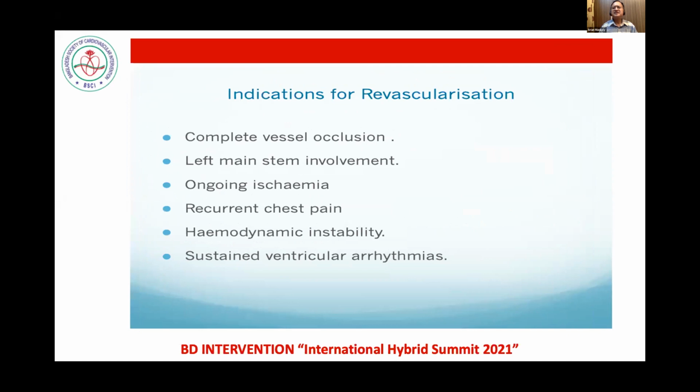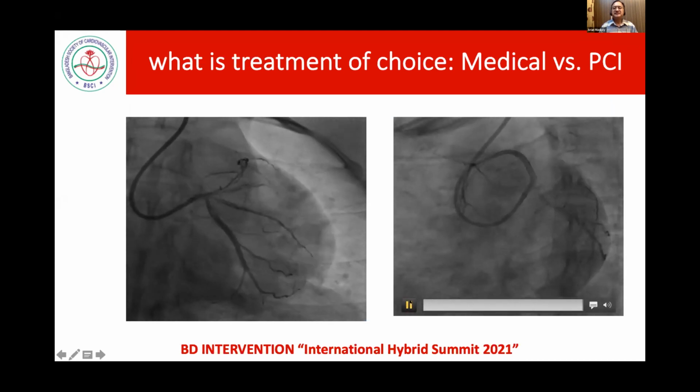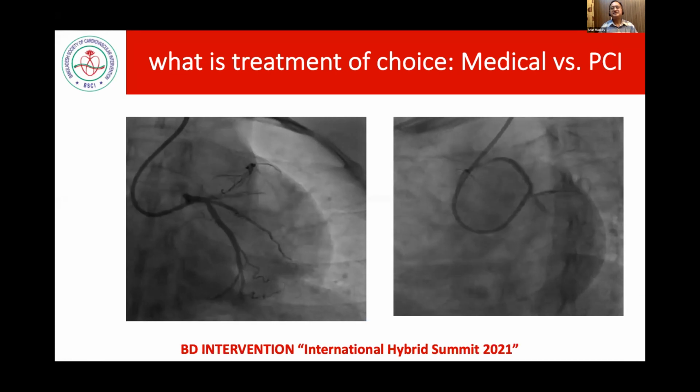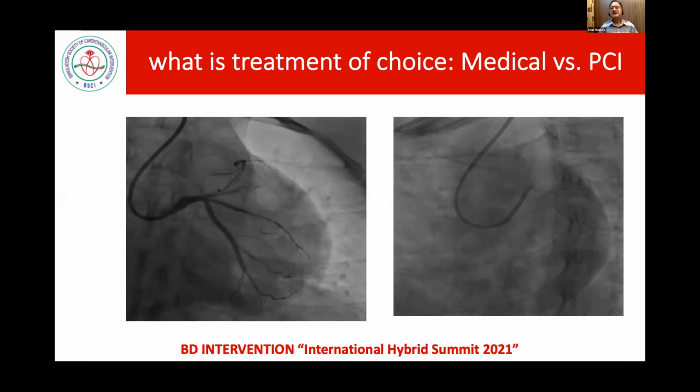And indications are complete vessel occlusion in those patients presenting with STEMI, left main involvement, ongoing ischemia, recurrent chest pain, hemodynamic instability, or sustained ventricular arrhythmias. Then they are indicated for revascularization. Otherwise, as I've already shown, conservative management is the treatment of choice, because 95% of the patients recover after 3 months. So my question again is, what would have happened to this lady had I treated this patient conservatively and done an angiogram repeatedly after 2 months?